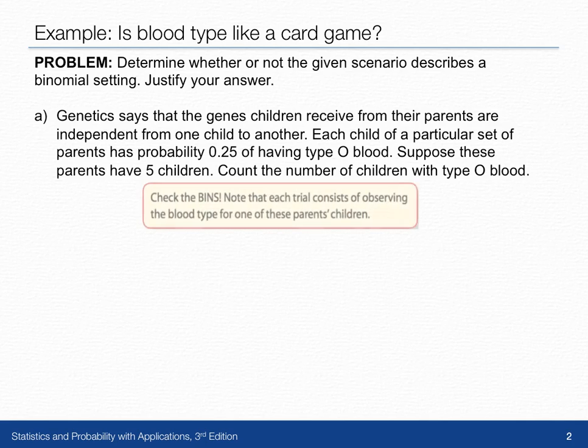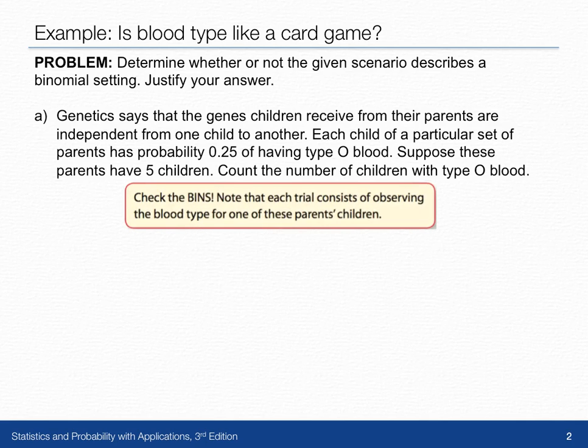Now recall, a binomial setting arises when we perform n independent trials of the same chance process and then count the number of times that a particular outcome, which we'll call a success, occurs. To determine whether or not we have a binomial setting, we'll check the BINS. What we'll do in this case is check to see whether or not we have 2 possible outcomes for each trial, a success and a failure. We'll determine whether or not those trials are independent. We'll see whether or not the number of trials is fixed in advance, and then we'll determine whether or not we have the same probability of success on each trial.